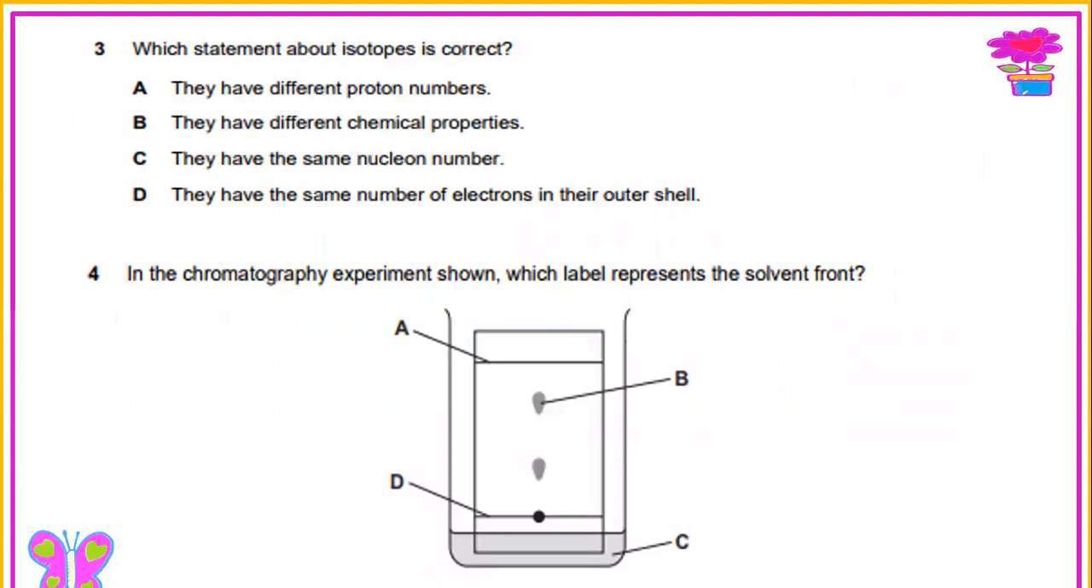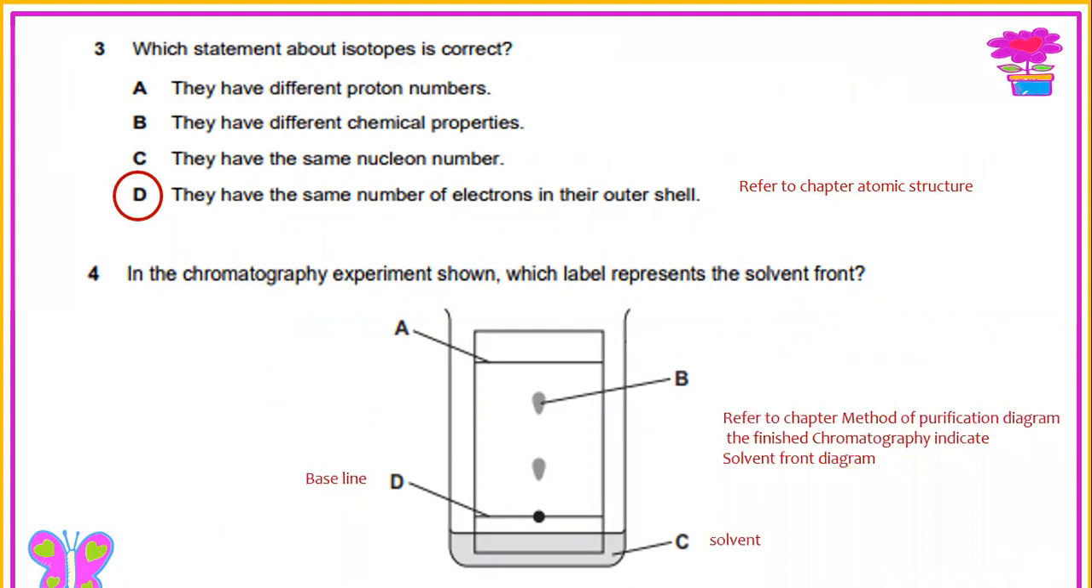Which statement about isotope is correct? Refer to chapter atomic structure. Isotope means that they have the same number of electrons in their outer shell.